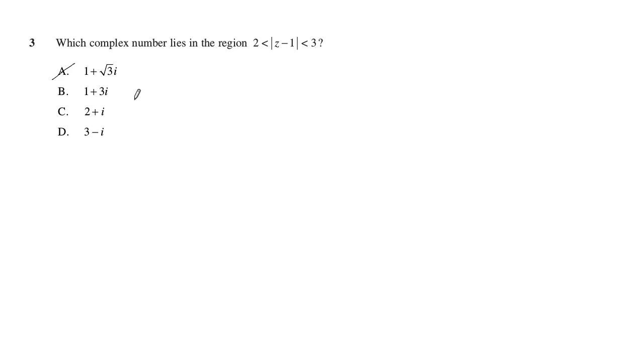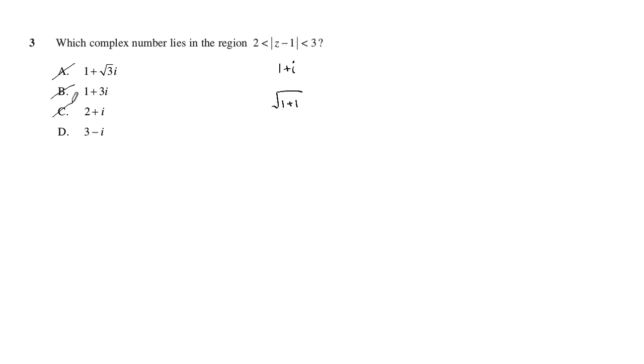For B, z minus 1 is going to be 3i, and then the modulus of that is just 3. So that isn't less than 3, it's equal to 3, so that one also doesn't work. We could try C. That would give z minus 1 is 1 plus i, and then the modulus of that is square root of 1 plus 1, so root 2, and that's about 1.4, so that doesn't work either.